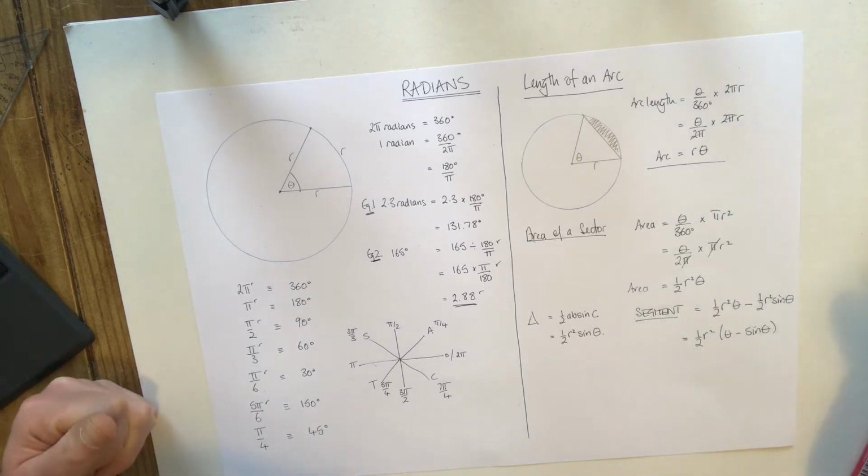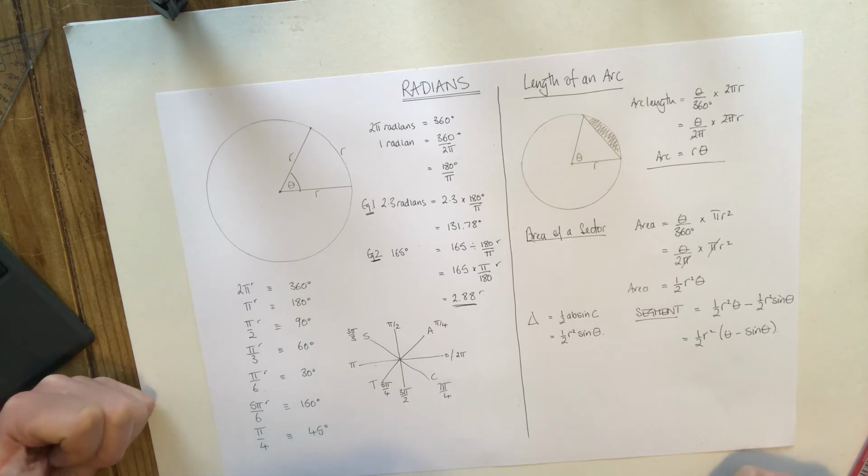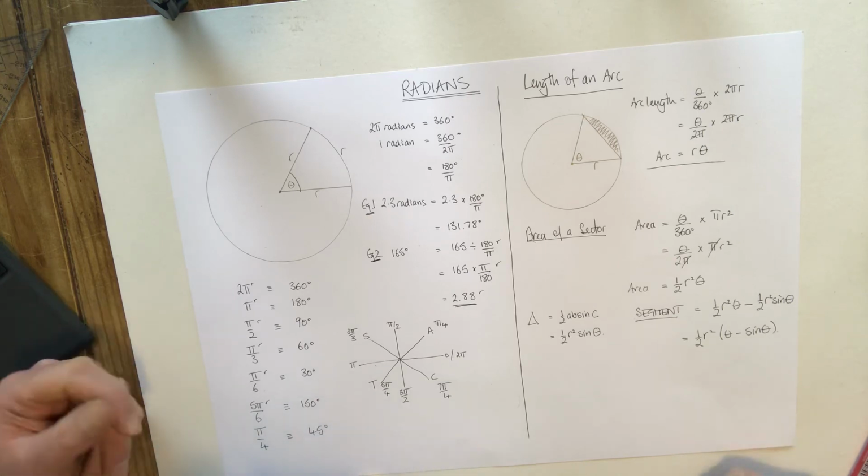Okay, that's length of an arc, area of a sector, area of a segment. I think that's exercises 5C and D. I'm not certain. Have a look.